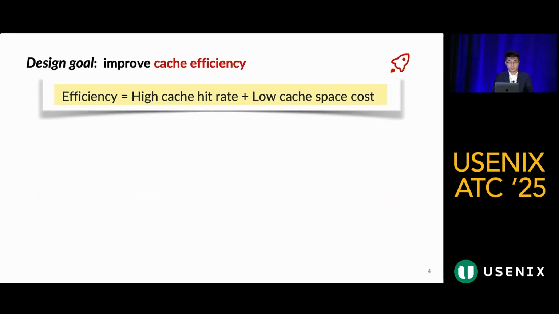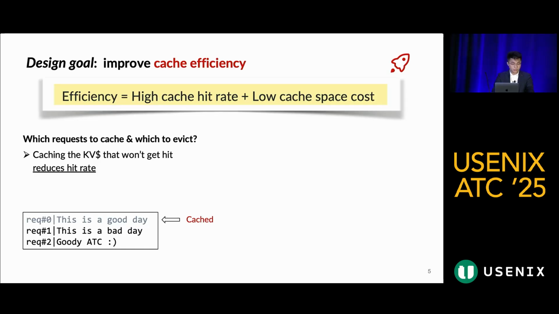There are two key design sub-goals for a KVCache cache system for a cloud vendor: high cache hit rate and low cache cost. To achieve such goals, we need to answer two questions. The first is which requests to cache and which to evict. This is a fundamental problem in any caching system, but more challenging for LLMs because not all in-cache KVCache blocks can get hit easily due to the LLM's nature. Only requests with a shared prefix contribute to these hits.